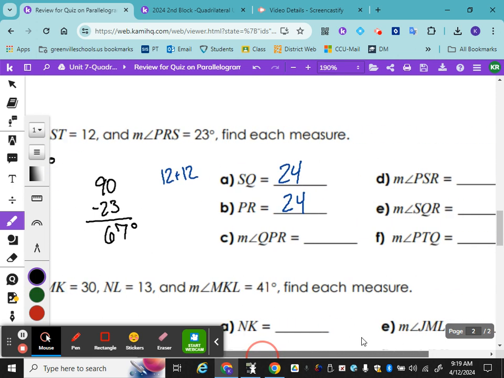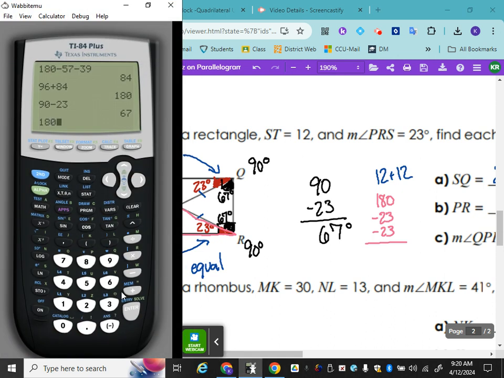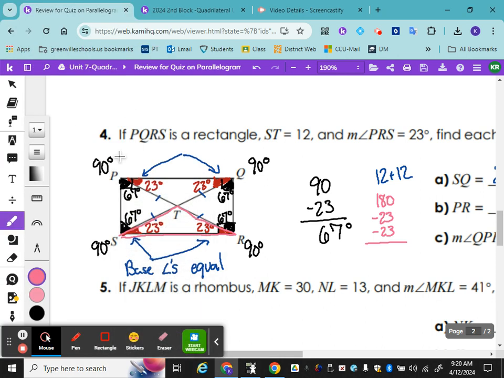So let's see what's asked. Before we see what's asked, I do think I ask you for this middle angle. So remember, there's a triangle. Triangles have to add up to 180. So 180 minus 23 minus 23 is 134. So this angle is 134. This is the same triangle up here, so that angle is also 134.